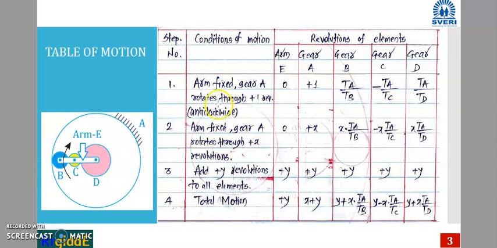When the arm is fixed, then gear B, gear C, and gear D. So step number 1: arm fixed, gear A rotates through plus 1 revolution, that is 1 revolution in the anti-clockwise direction. So arm fixed, therefore write 0 here, then gear A plus 1 revolution, write plus 1 here. Now find the speed of gear B when the arm is fixed and gear A rotates through plus 1 revolution.